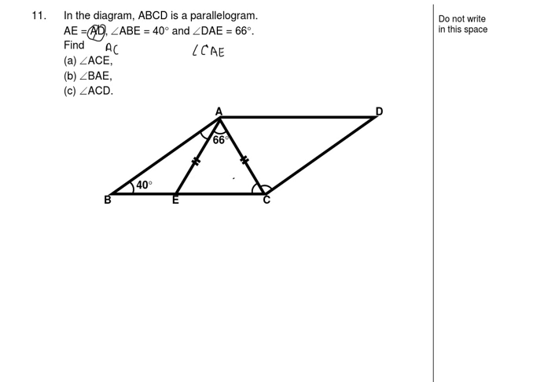Next is angle BAE. BAE is here, correct? So you got a triangle here, right? Yes or no? So it's 180 minus 40 minus 57 minus 66. Yeah, also can. Okay, but can someone tell me what's the answer?